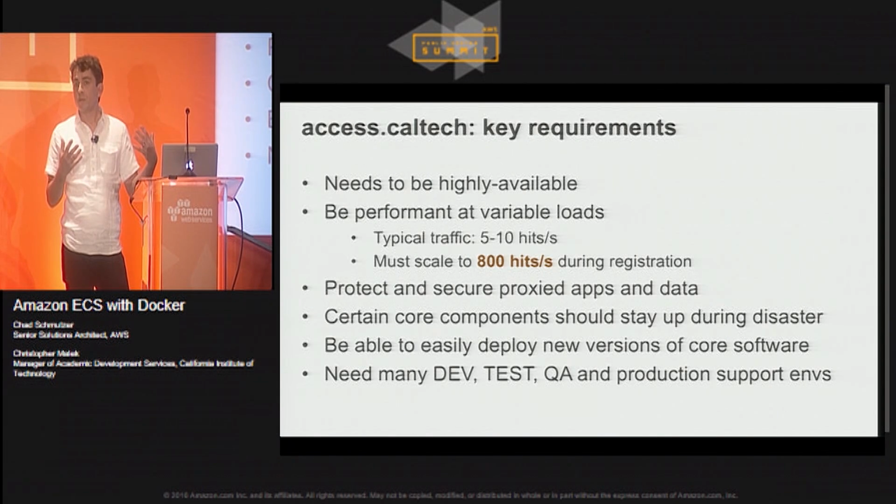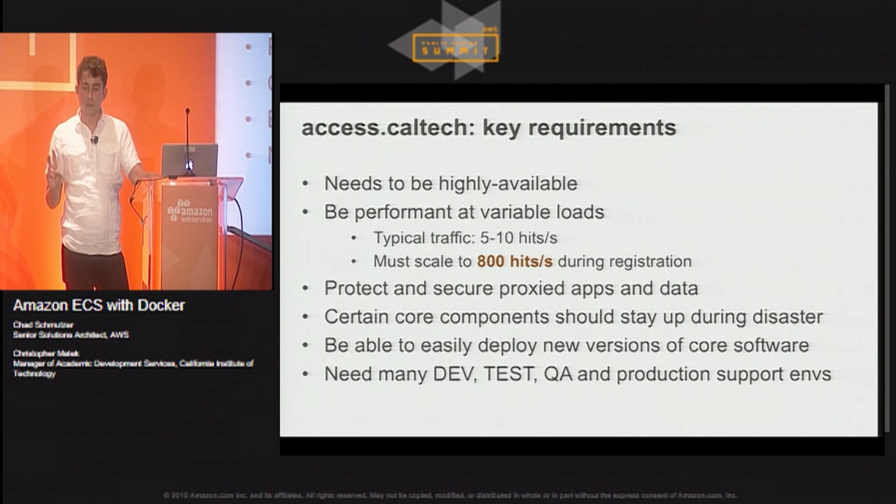Like I said in my previous strategy, we chose public data. This is not public data. These are our financial data, people's personal data, FERPA, HIPAA, you name it. We've got it behind here. So security is going to be extremely important. Certain core components of Access Caltech should stay up during a disaster. If we have a disaster at Caltech, we want people to be able to update their emergency contact info, and so Access Caltech should stay up.